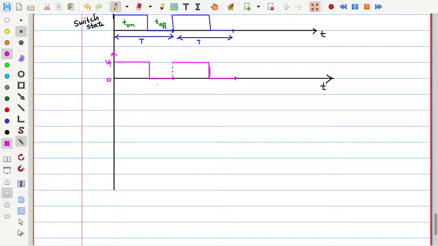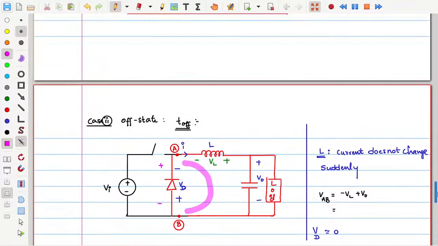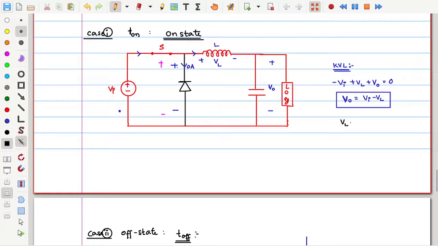V naught during the on state, for which actually we need to get the inductor voltage also here like this. Can I write inductor voltage as L into di by dt? Voltage across the inductor is, if I know the current I, then I can write VL as L into di by dt. That means once I know the slope at which the current is rising, I can estimate how much the inductor voltage is.